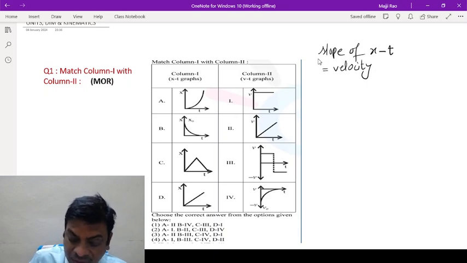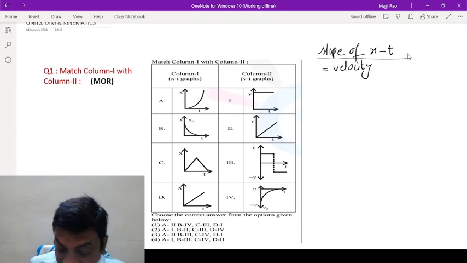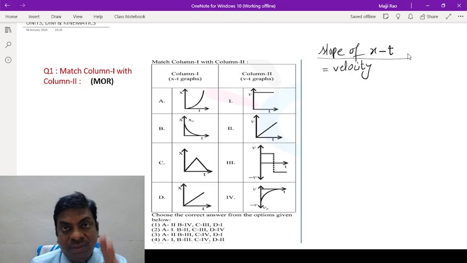And what is the meaning of slope? Just get the meaning, that is enough. So, slope is a measure of the steepness of the curve. How steep it is. The more the steepness, more will be the slope.